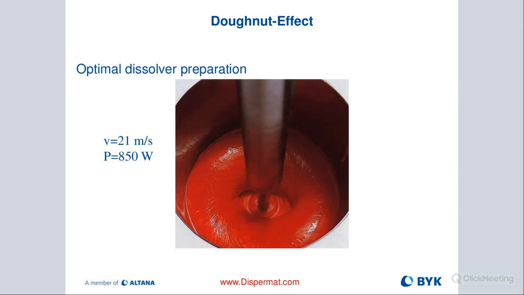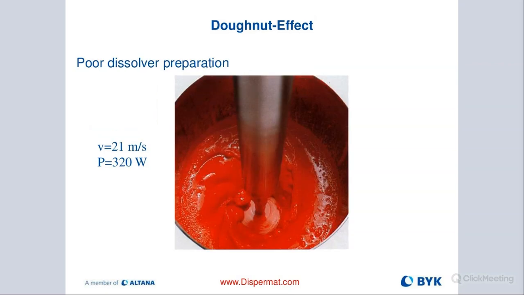Here's an example of a slurry. Same effect applies to a battery slurry. This picture was taken with the coating, but you see an optimum dissolver prep right here. We're putting in 21 meters per second, 850 watts of energy. So you can see the donut.